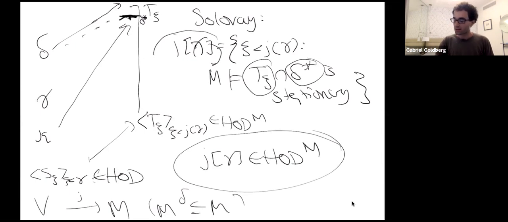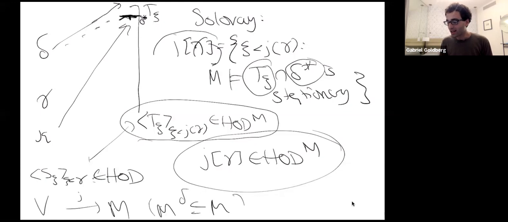So we have this sequence of M stationary sets, and we have some ordinal in M. And by looking at where these sets reflect, so which indices give you a stationary subset of delta star, we can compute what j image gamma is. Okay, so why is that useful? How does this finish the proof?